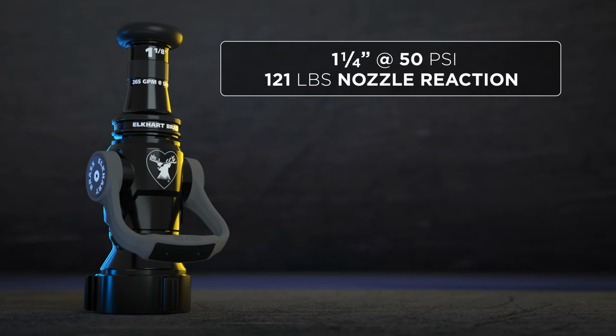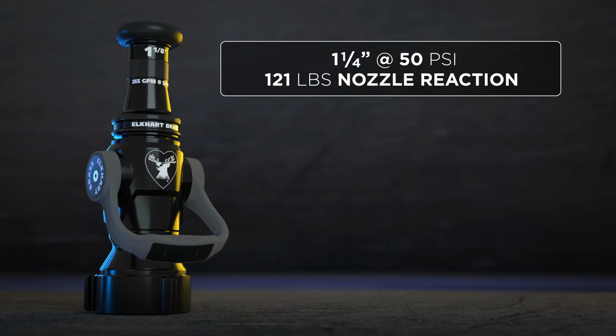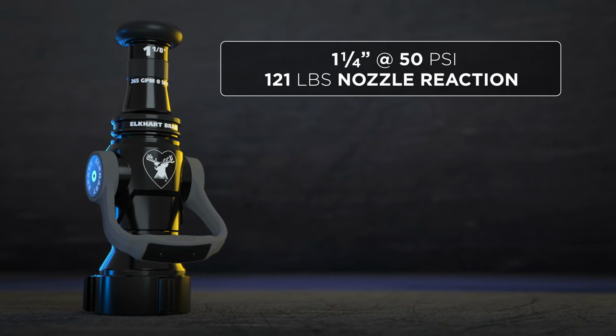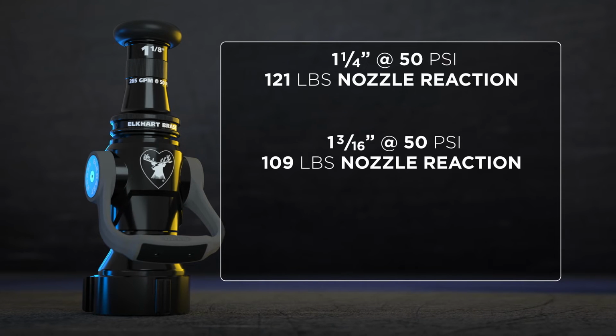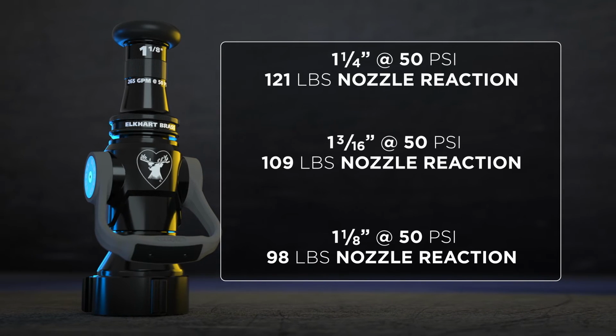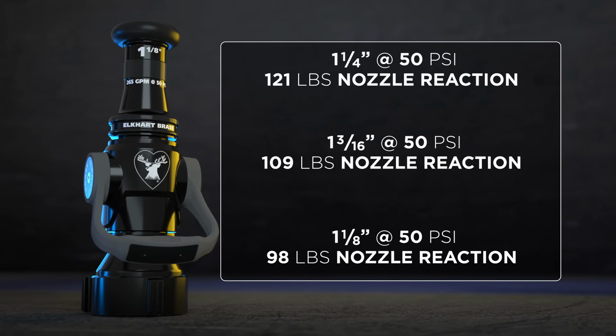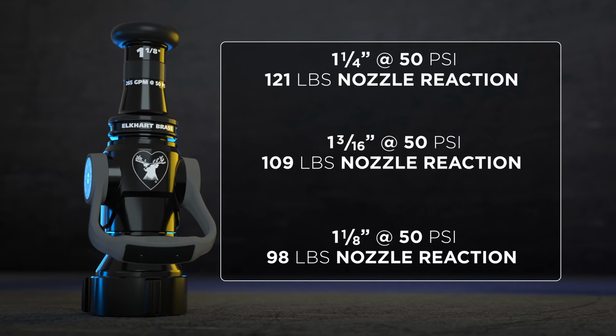But at 50 PSI, a 1.25 inch nozzle has a lot of nozzle reaction, even at 50 PSI. So some departments deploy either a 1 3/16 or a 1 1/8. It doesn't meet the Freeman principle, but it does fix their other issue with nozzle reaction. So this is a balancing act.